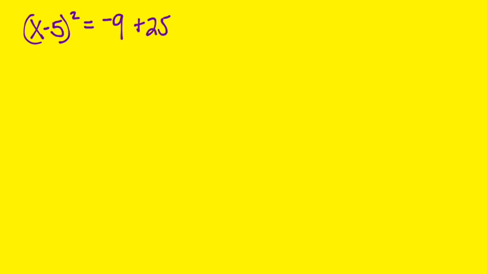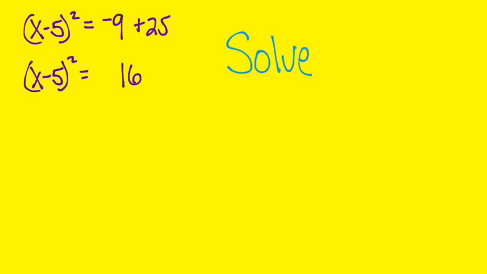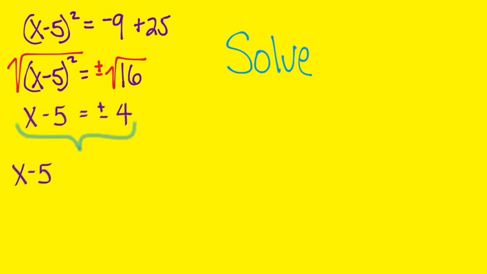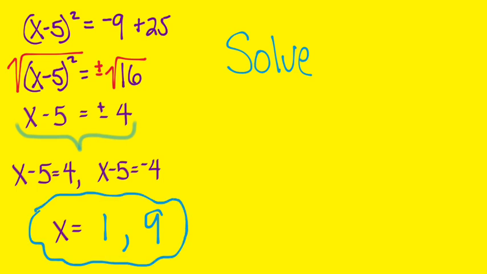Then I factor, right? I'm sorry, not factor, I solve. Square root both sides. I get x minus 5 equals plus or minus 4. And I solve for when x minus 5 equals 4 and x minus 5 equals negative 4. And I get 1 and 9. Because on this side, I added 5, getting the 9. And this side, I added the 5, getting the 1.